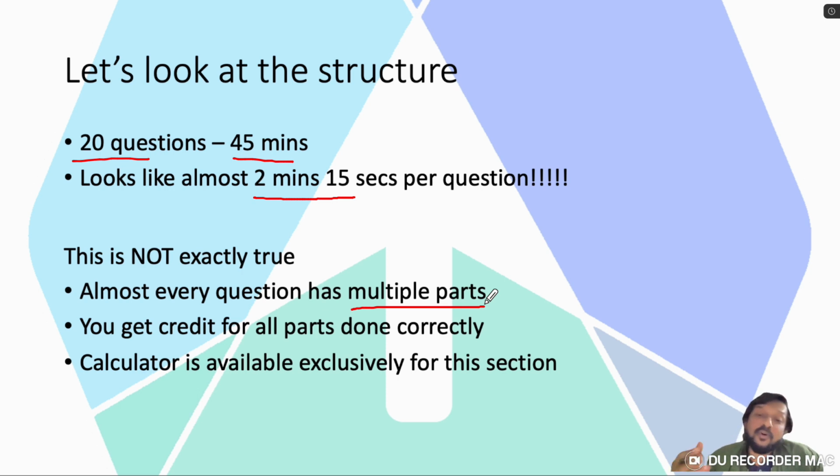Obviously, for those questions where there is only one part and they are standalone, the time limit comes down below 2 minutes 15 seconds, because the multiple-part questions will require more time. Another important piece of information is that the online or on-screen calculator, as they call it, is available exclusively for this section only in GMAT. It has been removed from the quantitative reasoning section.